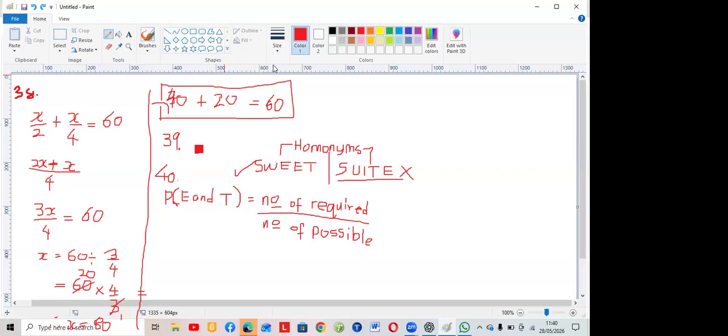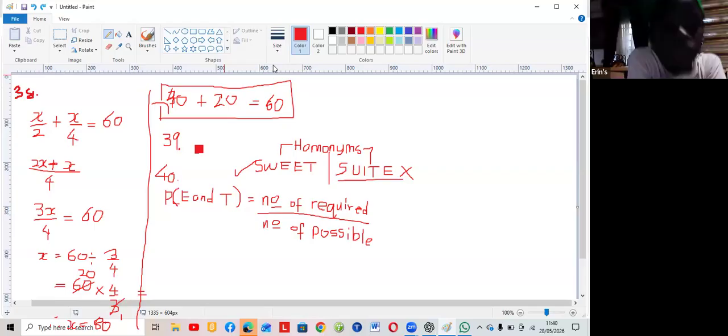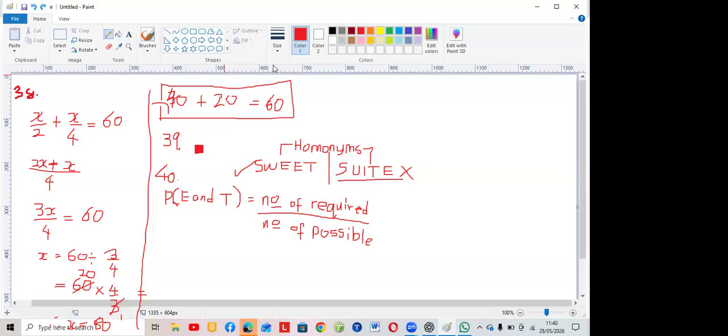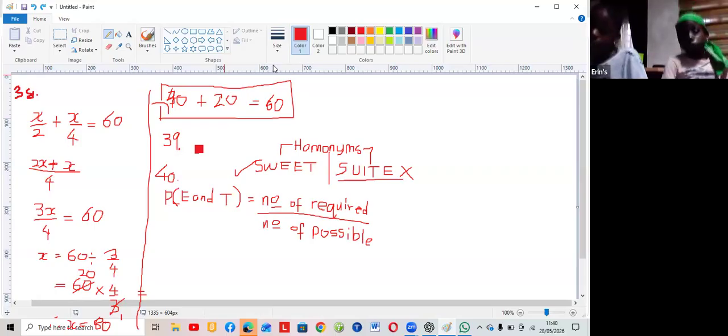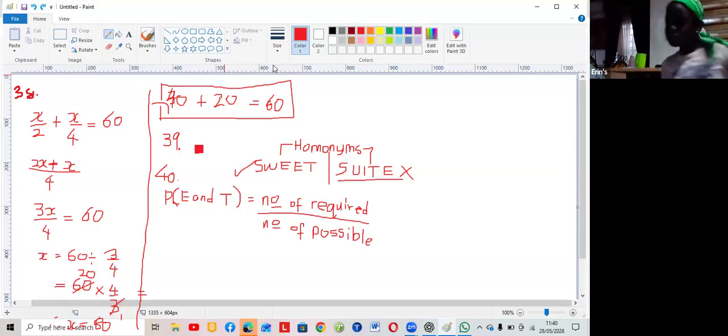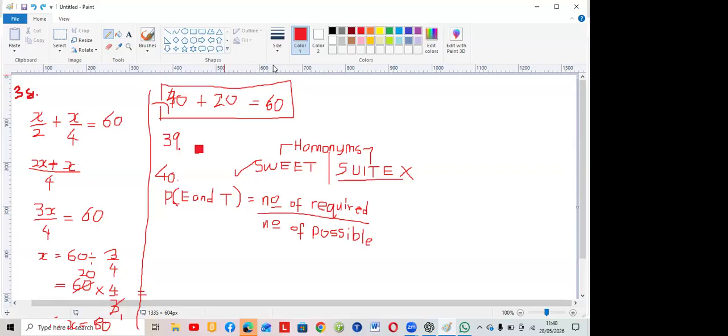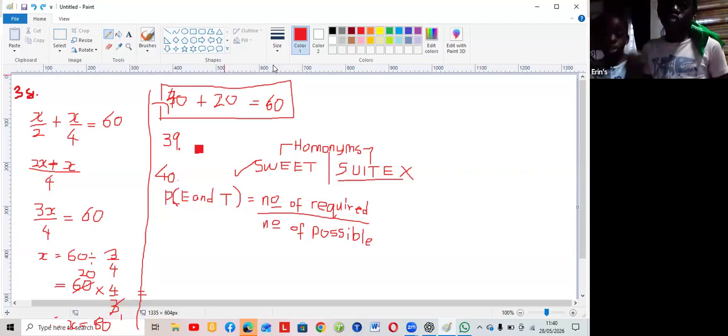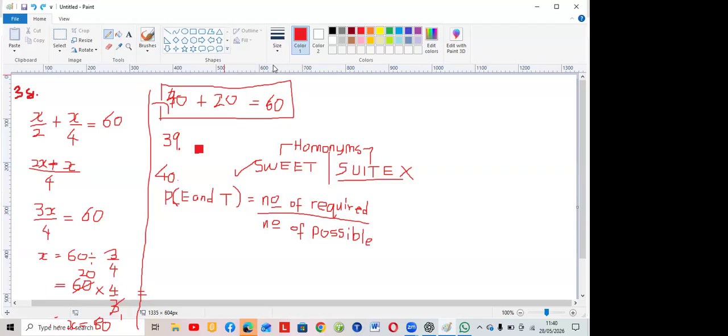Number of required events is simply whatever the question is asking you, right? In this question, according to how Favor read it, what's the probability of what? Favor, please read it again so that we will clearly hear it the way you read it. What is the probability of letter E and T? Letter E and T in what? Sweet. Okay, good. So that means, in other words, number of required events is talking about how many E's and T will you find in sweet.